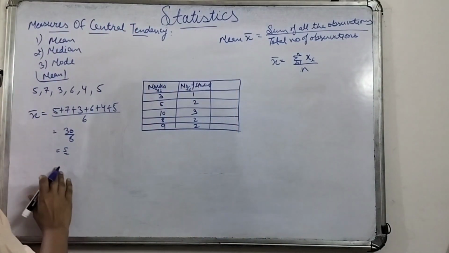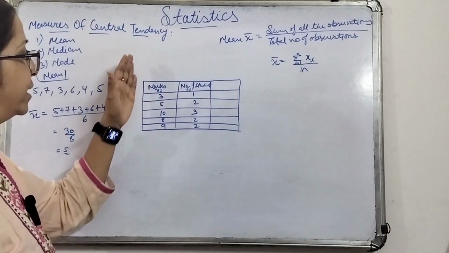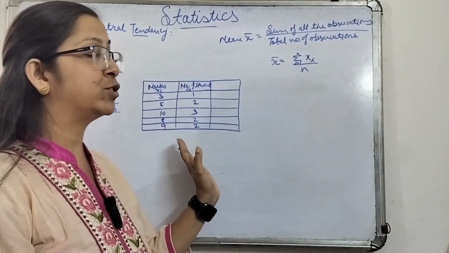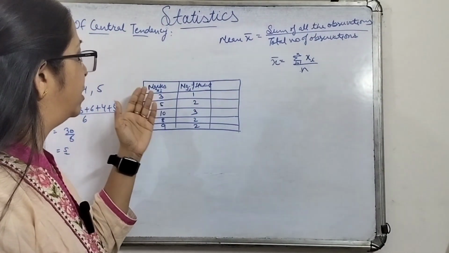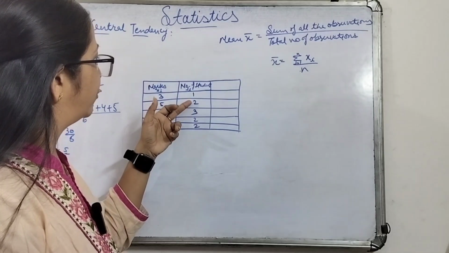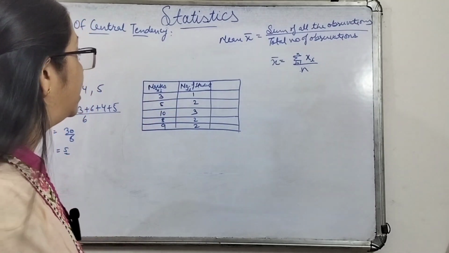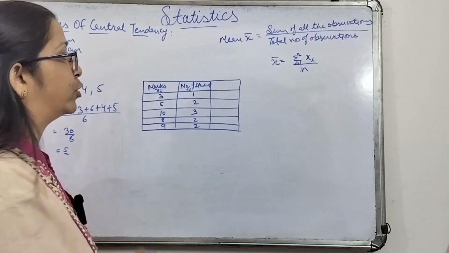Now, if it is not in this form, if it is like this, where these are the marks and these are the number of students, that means frequency is there, and these are the marks of, say, 3 to 5, 6, 7, 10 students are there, and these are the marks of 10 students out of 10.